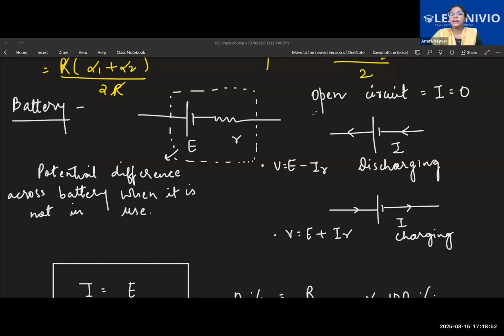When we talk about internal resistance, it means the resistance of the electrolytic solution and the electrodes within a battery. What you need to remember is that in an open circuit, the current is 0. For discharging and charging, we have two different equations: E minus Ir for discharging, and E plus Ir for charging.